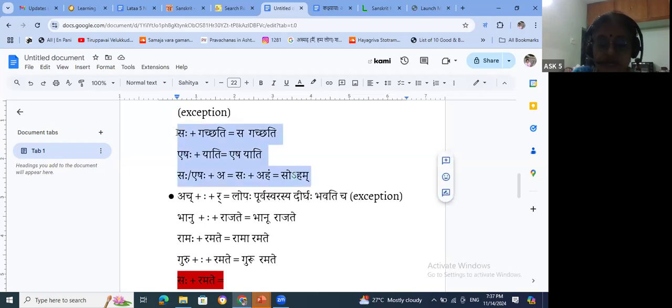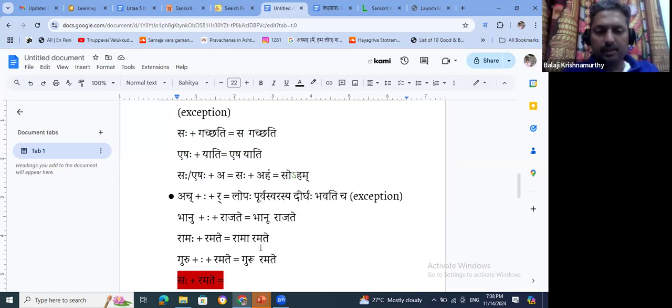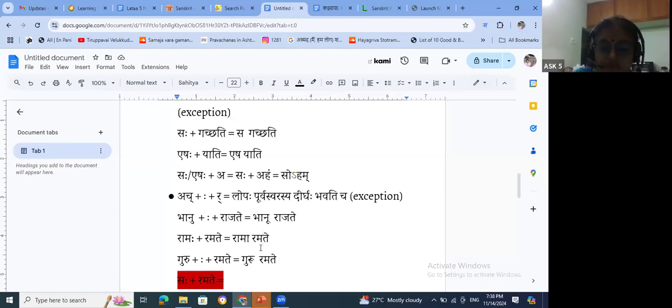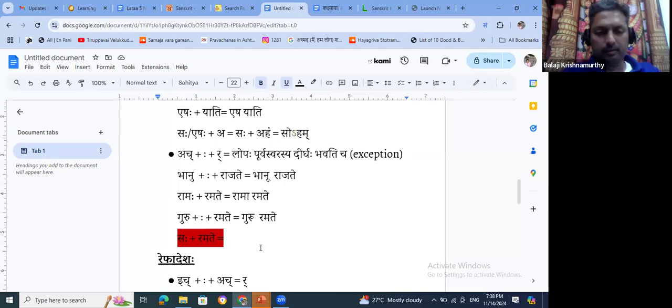Because this is a clear separate sutra given by Panini Rishi, that whenever Sa and Yesha is there and not followed by Hrasva, then Lopaha happens. So this is Ach plus Visarga plus R except saha yeshaha. This rule will apply. Okay, I'll just check anyways.